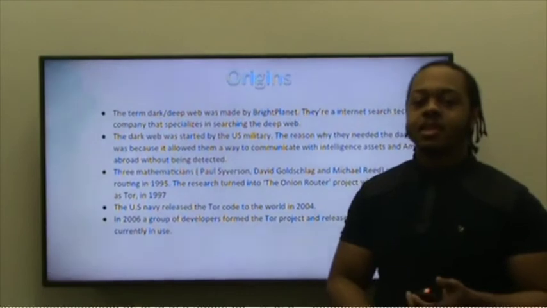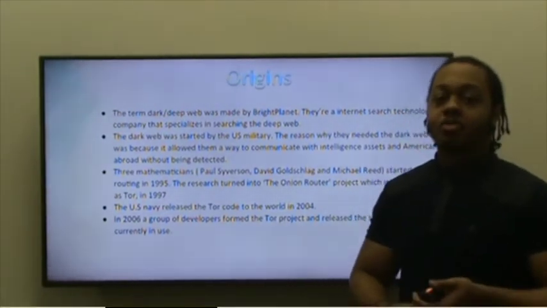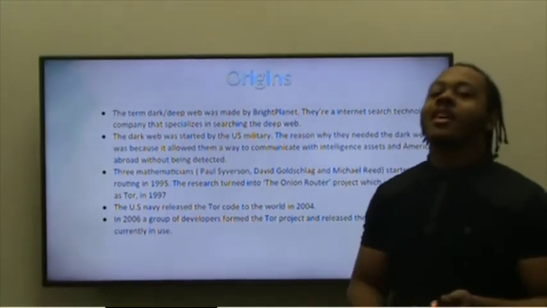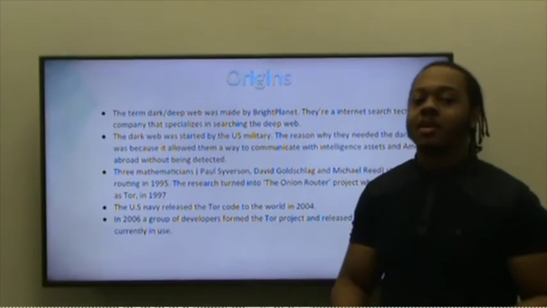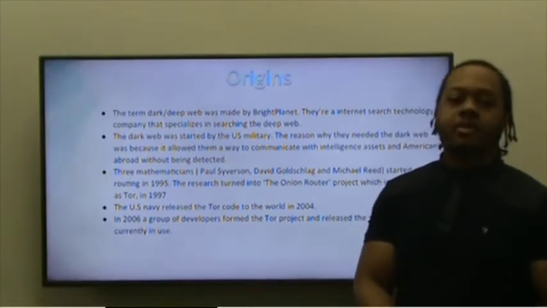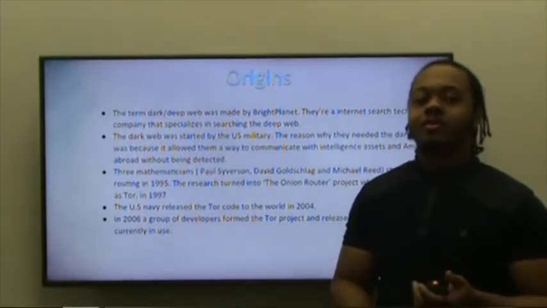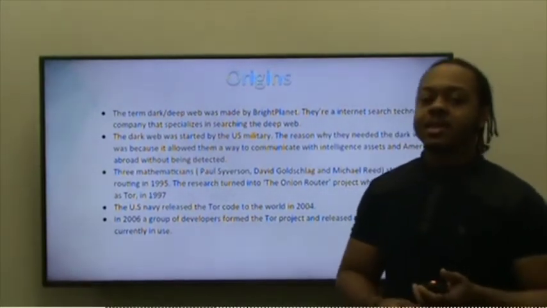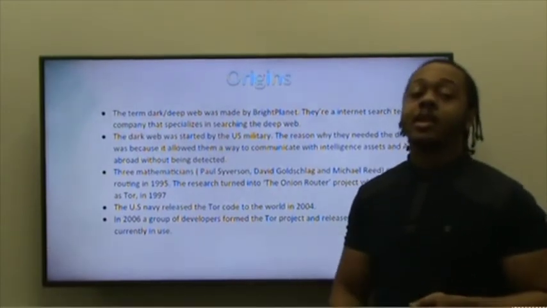Three mathematicians, Paul Silverson, David Godslag and Michael Redd, started Onion Router in 1995. The research turned into the Onion Router project, which is better known as Tor, in 1997. The US Navy released the Tor code to the world in 2004, and in 2006, a group of developers formed the Tor project and released a service that is currently in use.